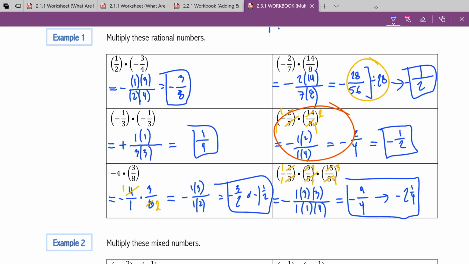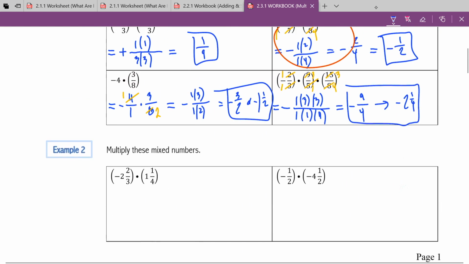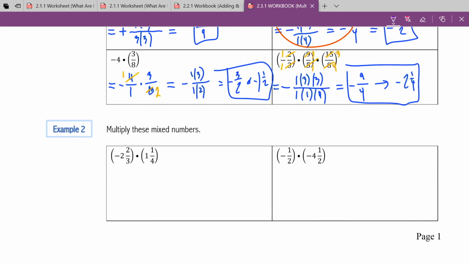All right, cool. Well, that was fairly easy. Multiplication tends to be a little bit easier than adding or subtracting just because it's intuitive. You multiply the tops, multiply the bottoms, and simplify. And so a final complication, and why not?